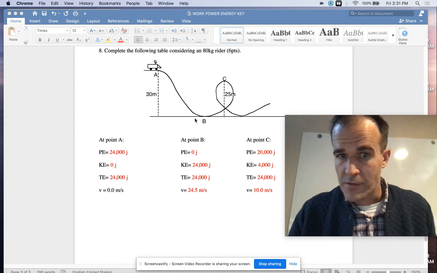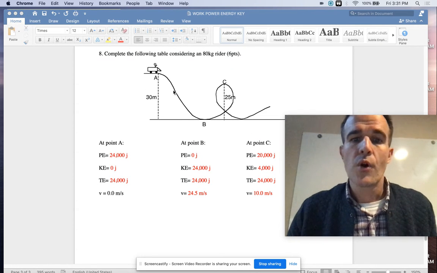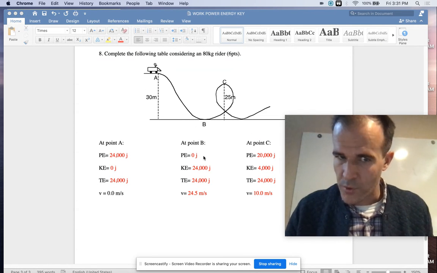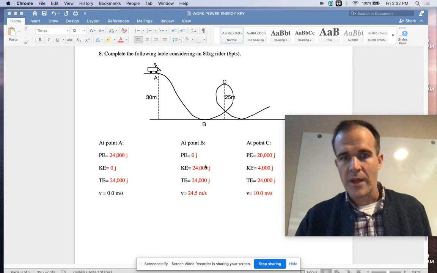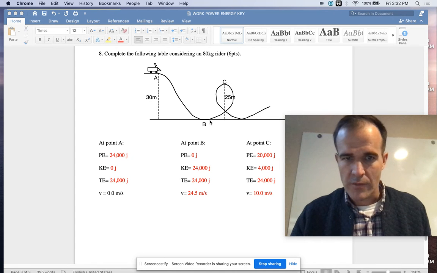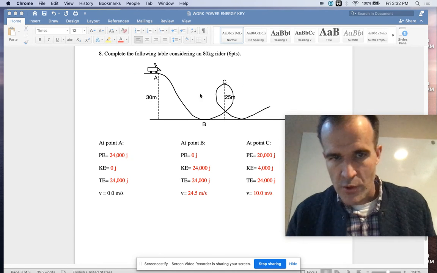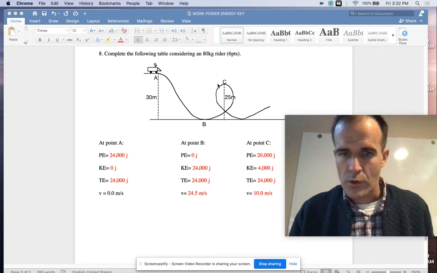B, total transfer, right? No friction with these. Or did it even say? Yeah, we don't do friction with these. Totally down at the bottom there, so you've got no potential energy. Full transfer, 24,000 is now moving energy. Put that equal to 1/2 mv squared, and you've got your velocity of 24.5. Should be going slower because you got to trade a lot of that velocity back for height in the loop.